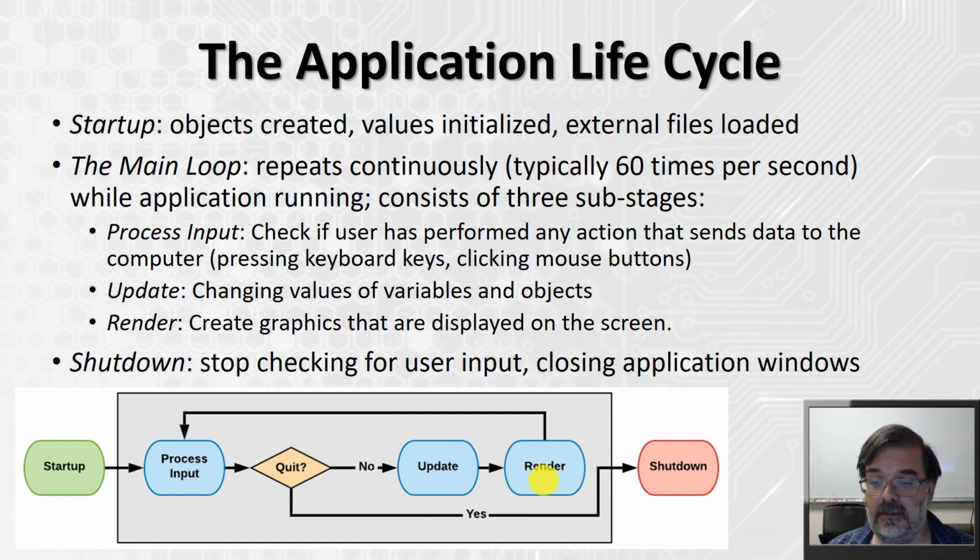and a lot of material we'll discuss later on. After the render stage, we loop back and we process input, and we continue this process again and again until the user signals a quit, at which point we'll stop checking for user input and we'll close the application window. And so our first goal is going to be to create a class in Python, which we'll call the base class, which will implement this framework for us, including some very basic input processing.